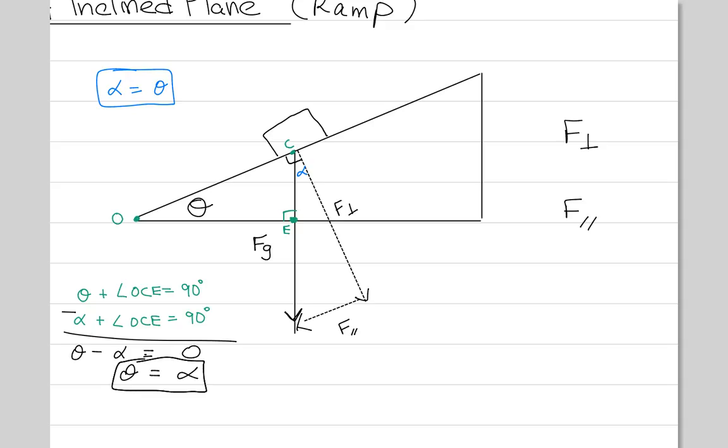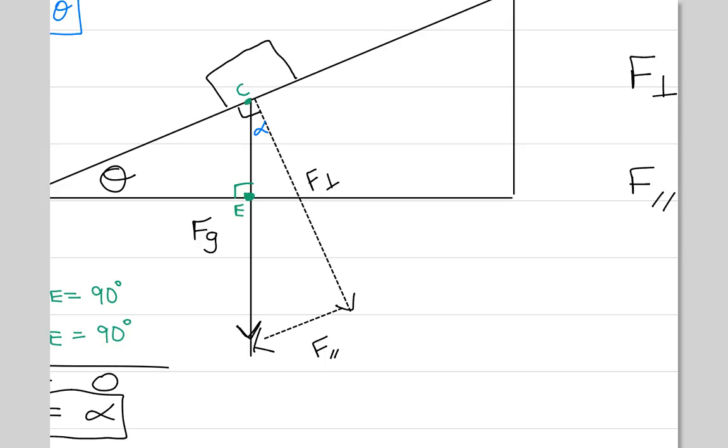And then how do we get formulas for parallel and perpendicular? Good. Sine and cos, obviously, because FG is our hypotenuse. You guys see that?